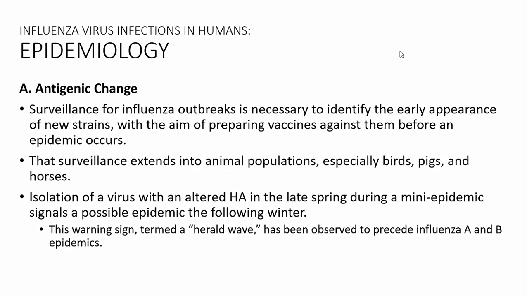Surveillance for influenza outbreaks is necessary to identify the early appearance of new strains, with the aim of preparing vaccines against them before an epidemic occurs. That surveillance extends into animal populations like birds, pigs, and horses, since they also have influenza type A virus that can infect humans. Isolation of a virus with an altered HA in the late spring during a mini epidemic signals a possible epidemic the following winter. This warning sign, termed a herald wave, has been observed to precede influenza A and B epidemics.